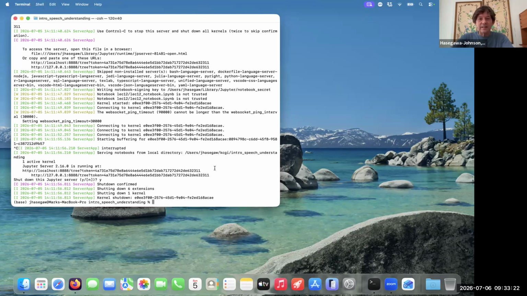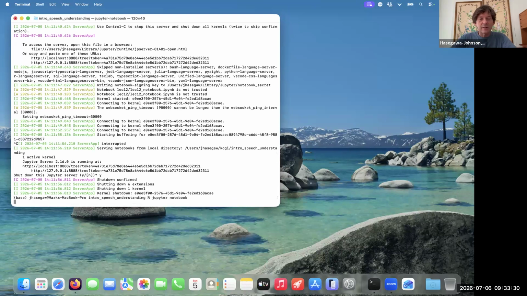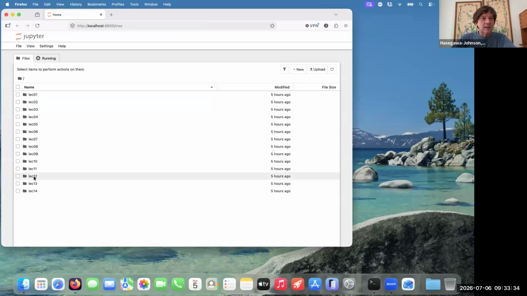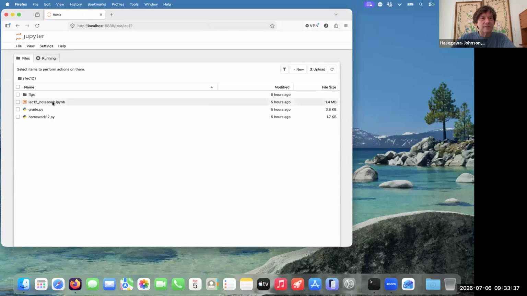All right, let me go ahead then and start Jupyter. So I'm just in a notebook in a terminal, and I'm going to open Jupyter Notebook, and we'll go to lecture 12.